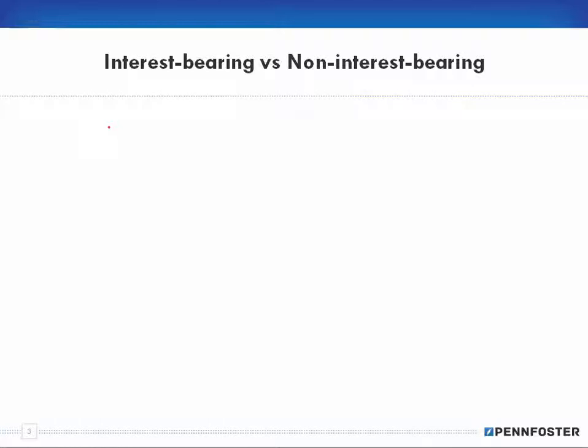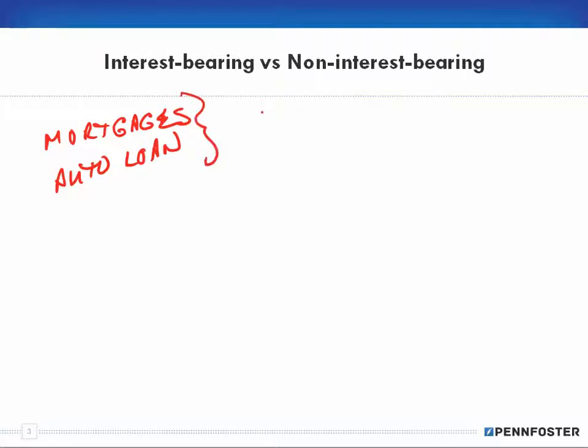Before I get started, let me just scribble down a lot of things here. When we think about loans, we have a tendency to think about mortgages on your house, or maybe an auto loan. And these are longer term loans, meaning greater than a year, right?